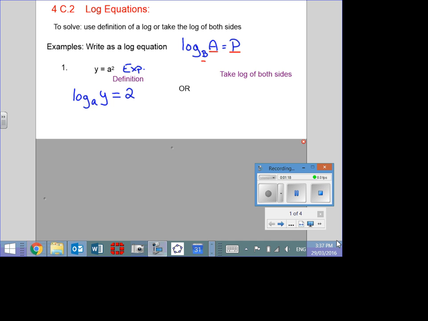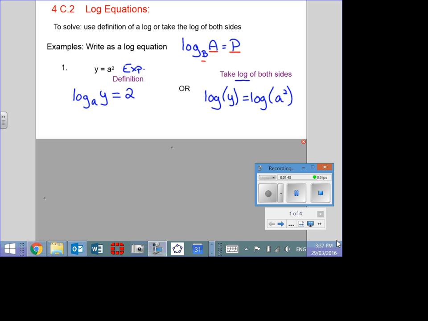Another form that will help us, and it won't help with this one, it'll be a little longer for this type of question, but it will help us with others, is to take the log of both sides. Remember, if you do one operation to one side of an equation, you can do it to both sides to keep the equation balanced. So if I take the log of the left-hand side, which would make the argument y, and I take the log of the right-hand side, which would make your argument a squared, I now have a log equation because I have matching bases.